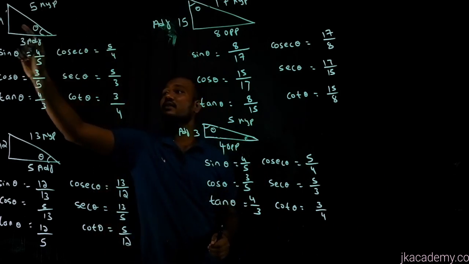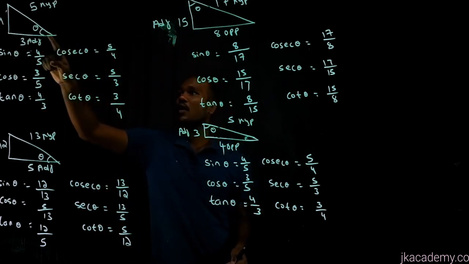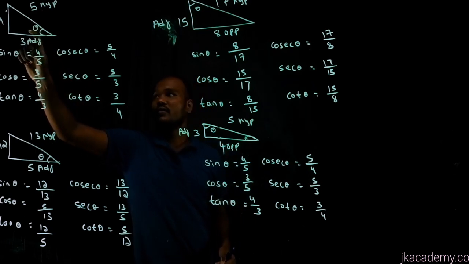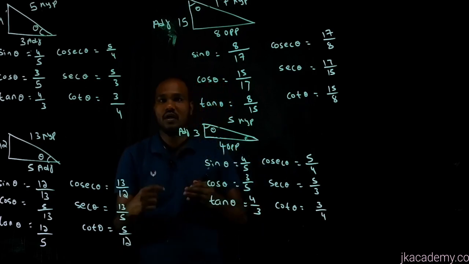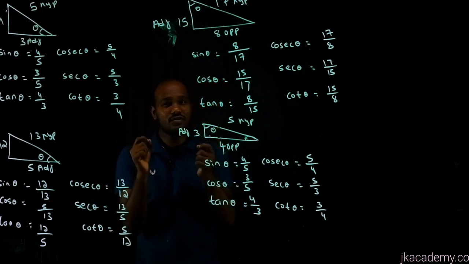See, there are two different things here. Opposite is decided by theta. You can't say this is an opposite. It is decided by theta. Theta defines it. Which is opposite, which is adjacent, which is hypotenuse. This nomenclature you should learn.